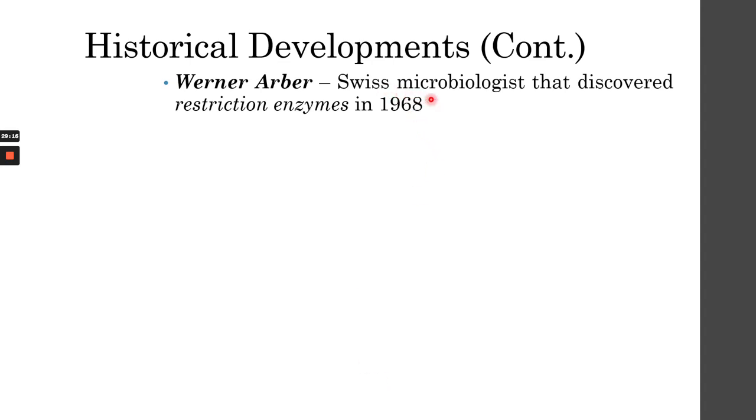Werner Arber is a Swiss microbiologist, and he's the one who discovered restriction enzymes. If you guys remember restriction enzymes, we just discussed that this is the one that splices the plasmid and cuts the DNA into multiple pieces, into 1,000 pieces, which is necessary for recombinant DNA technology. This is his picture right here.